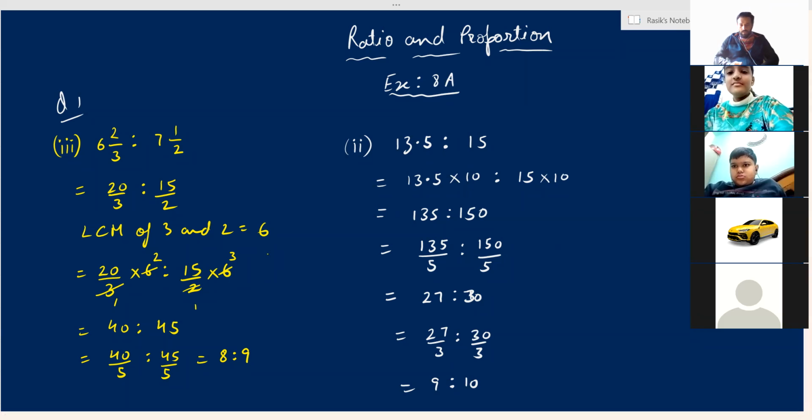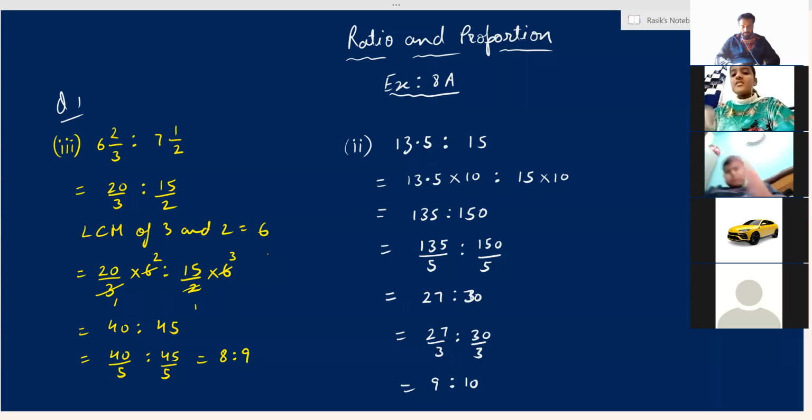Sir, can we do the last part by ourselves? Yes, now all of you will try the last part. We will do the last part straight away now. All of you, start doing it. Very good, that's the correct answer. The last part, the sixth part.